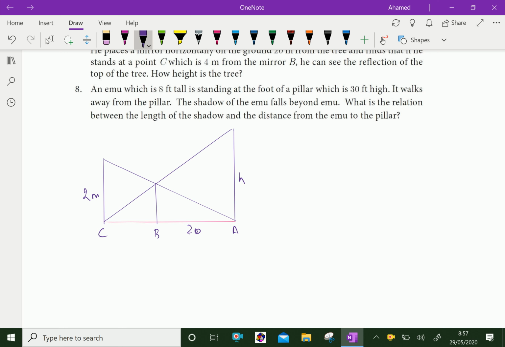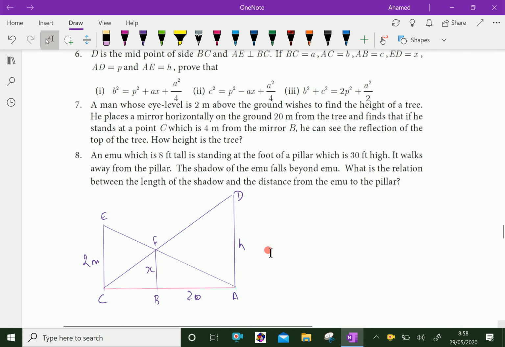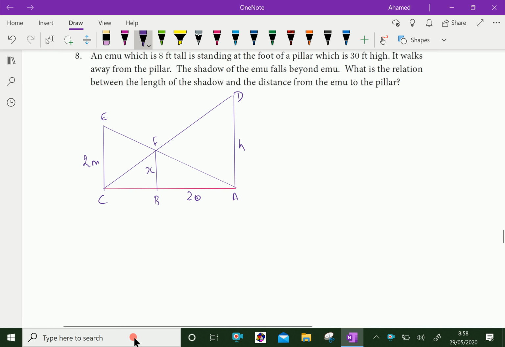See, eye level is 2 meter. Height of the tree is h meter, and the ray meeting point at F. Now this is x, and the 4 meter indicates here, he stands at a point C, which is 4 meter from the mirror.